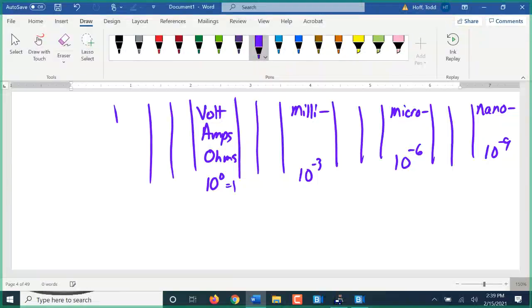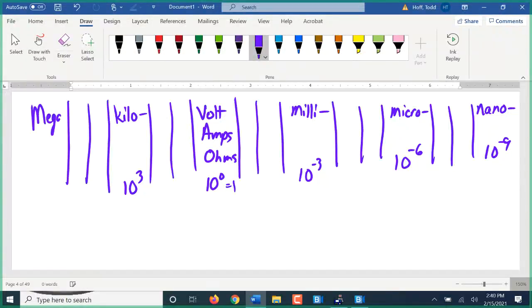Go larger, we've got kilo. Kilo is 10 to the positive 3. Mega. Mega is 10 to the positive 6. If we kept going, we'd have giga, which is 10 to the positive 9. Tera is 10 to the positive 12.